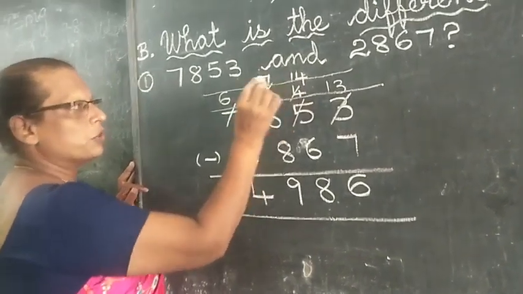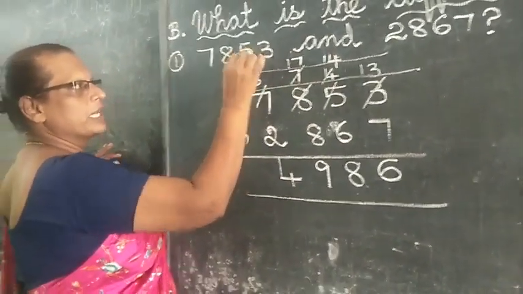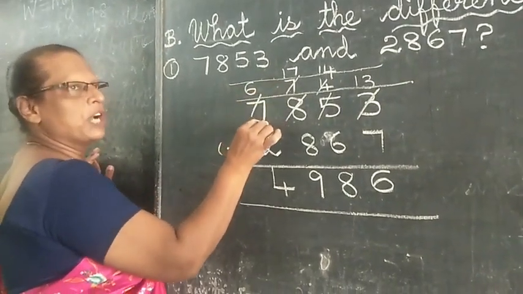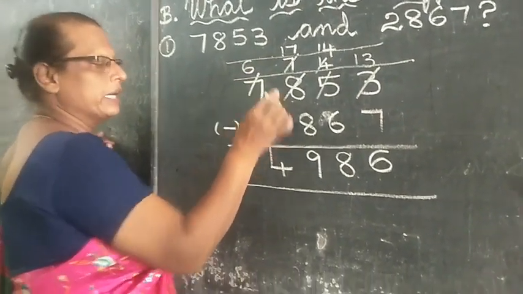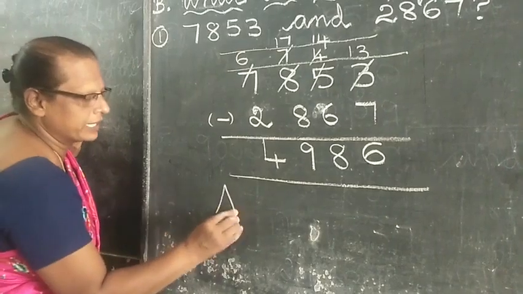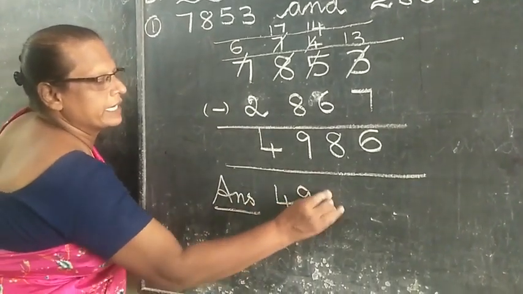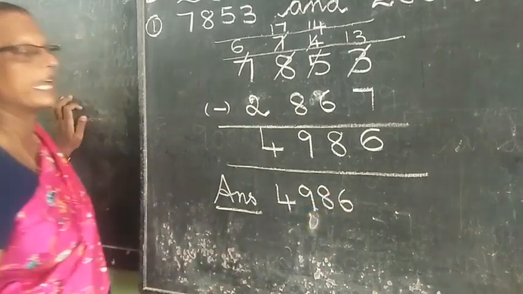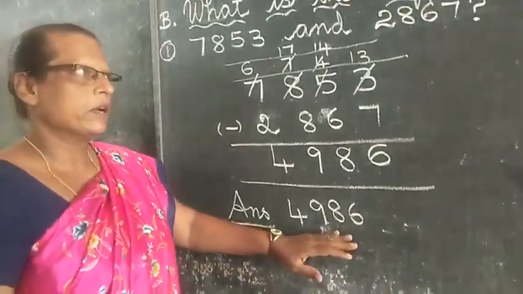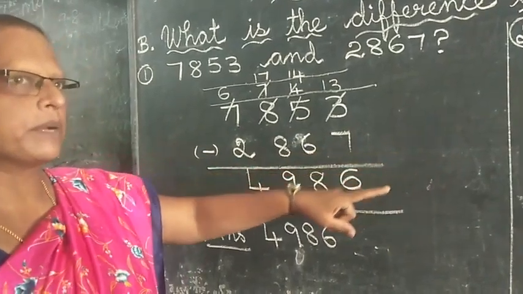Understood children? So don't forget, after writing this you have to leave 2 lines and then start the question. Okay? Understood? So what's the answer, children? 4986. Okay, coming to the second sum.